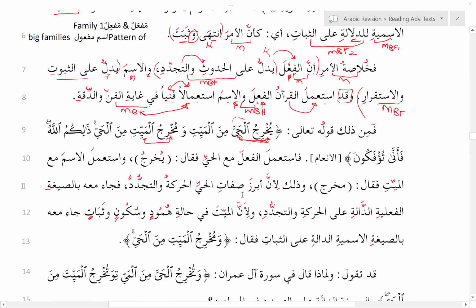And also you can know that it cannot be a verb. How can you know that it cannot be a verb? Because you see you have لأن before it. لأن comes with an ism. It has to have a victim. So the victim of لأن has to be a noun, and that's why this is أبرز, an اسم تفضيل.